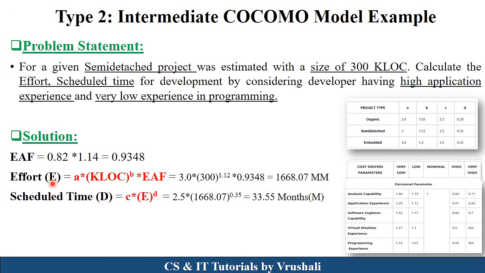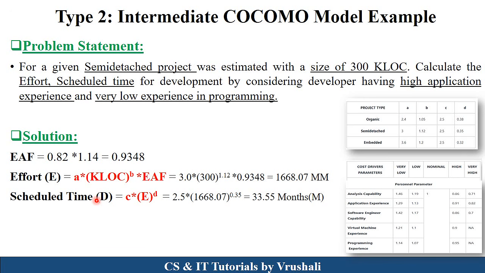Now, as per our formula for effort, put in all the values. Value of A and B: this is a semi-detached project. So, as per the table, value of A is 3 and value of B is 1.12. So, 3 and 1.12, lines of code 300, and your EF value is 0.93. And the final result is 1668 effort required in this particular project per month.